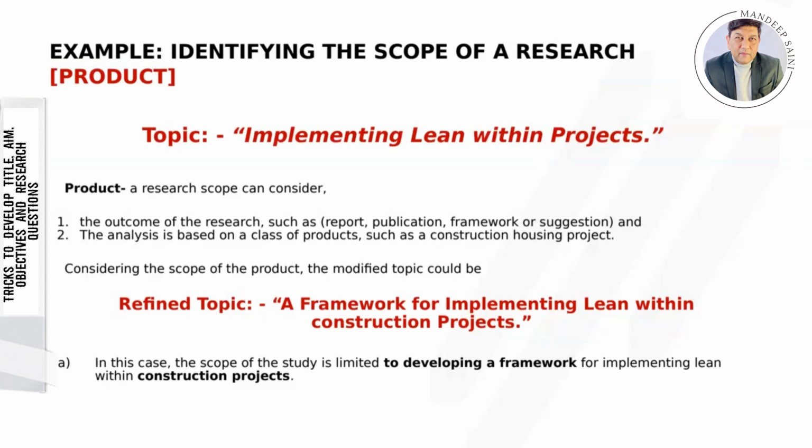Now this topic is much more clear to me, and I believe you agree that this topic is much more clear. It gives me the scope of the research: this is a framework, and this research is about a framework for implementing lean within the construction project. So that is the first thing we come up with. Now, it is limited to developing a framework in the construction project. So you are reducing the scope, filtering the broad scope into a specific scope, and that will be really useful for you, because that is much more manageable.